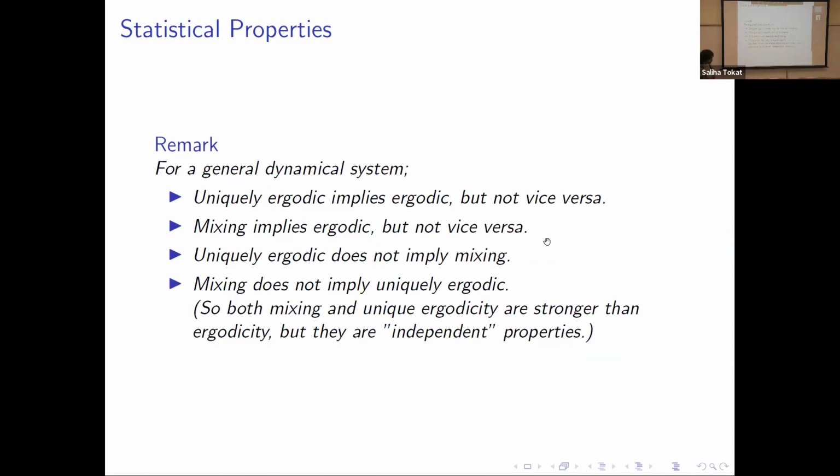Unique ergodicity and mixing are strong properties. Unique ergodicity implies ergodicity, but not vice versa. Mixing also implies ergodicity, but not vice versa. But unique ergodicity and mixing are independent properties. They do not imply each other. Both mixing and unique ergodicity are stronger than ergodicity.